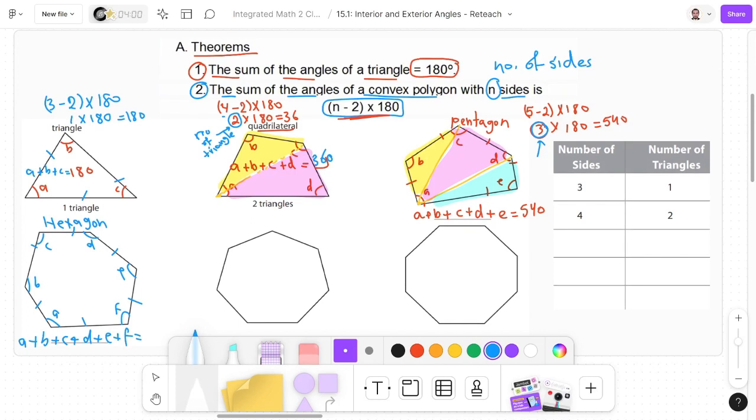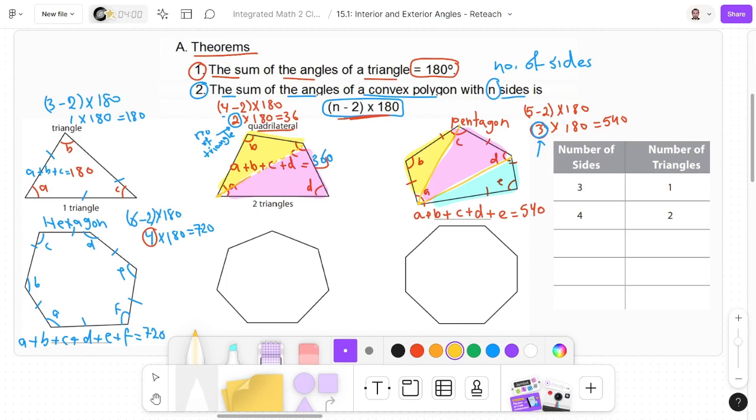I should get the answer. So how can I find the answer? I can just apply the rule. So I have 6 minus 2 multiplied by 180. So 6 minus 2 is equal to 4. So 4 times 180 is equal to 720. So now the total of all of the angles is equal to 720. Now, how can I know the number of triangles? So for sure, the number of triangles should equal 4. So now let's cut it and see.